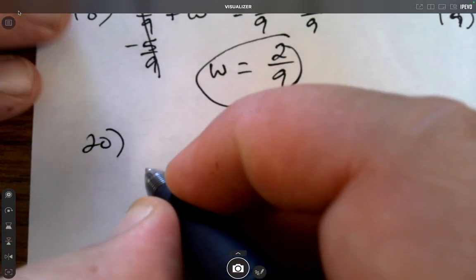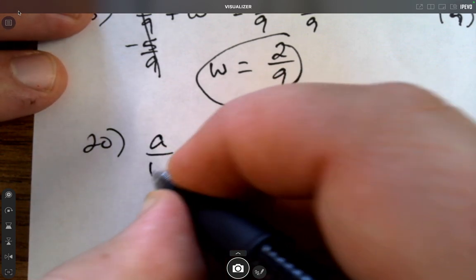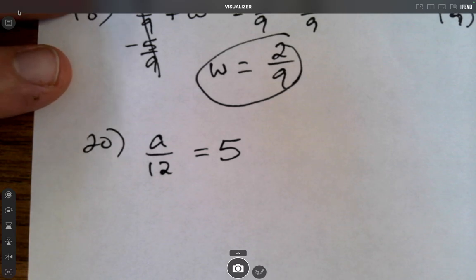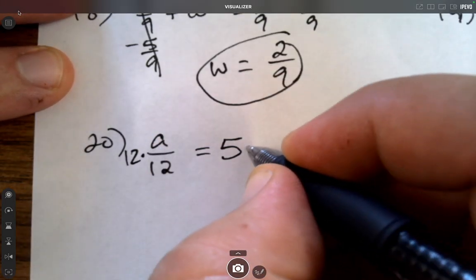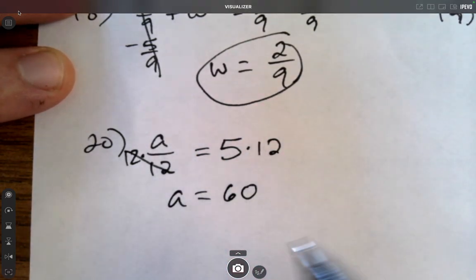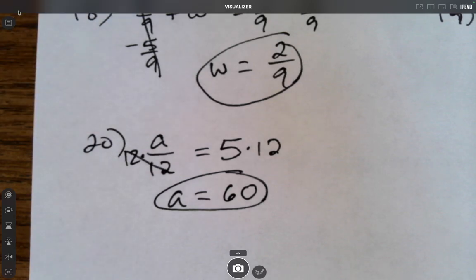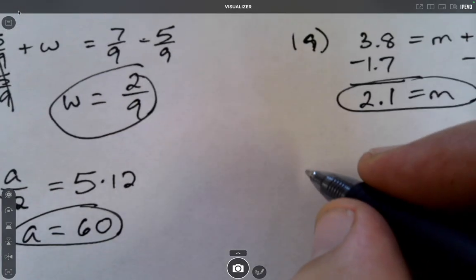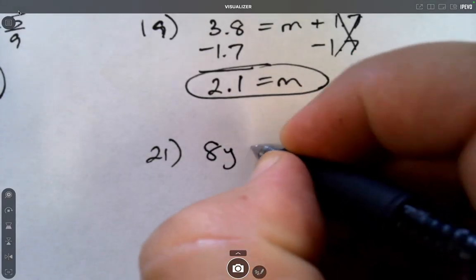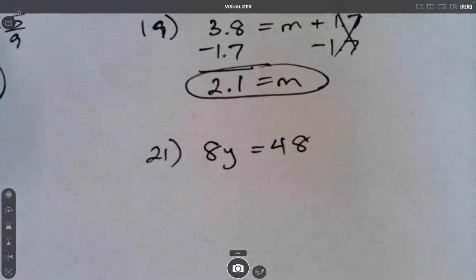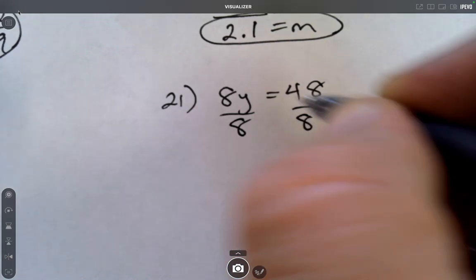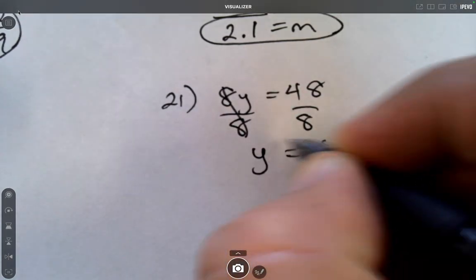20, a over 12 equals 5. So a is being divided by 12, so we've got to do the opposite and multiply both sides by 12. 5 times 12 is 60. 21 is 8y equals 48. So y is being multiplied by 8, so we do the opposite and divide it by 8. And 48 divided by 8 is 6.